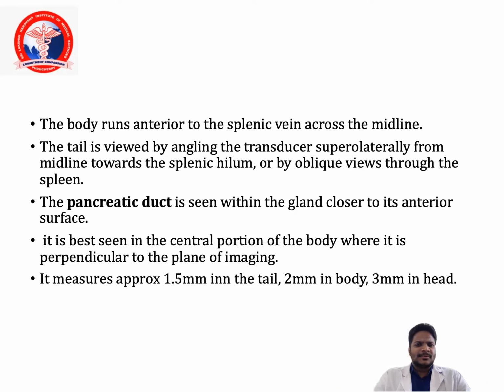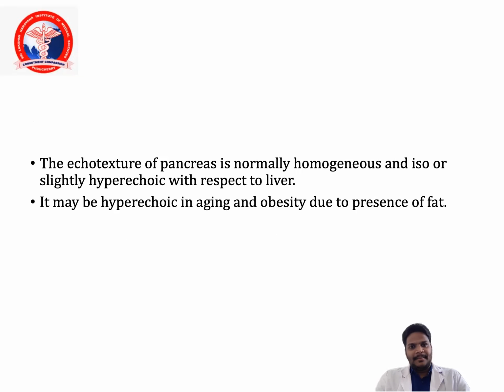It is best seen on the central portion of the body where it is perpendicular to the plane of the image. It measures approximately 1.5 mm in the tail, 2 mm in the body, and 3 mm in the head. The echotexture of the pancreas is normally homogeneous and slightly hyperechoic with respect to the liver. It may be hyperechoic in aging and obesity due to the presence of fat or fatty degeneration.